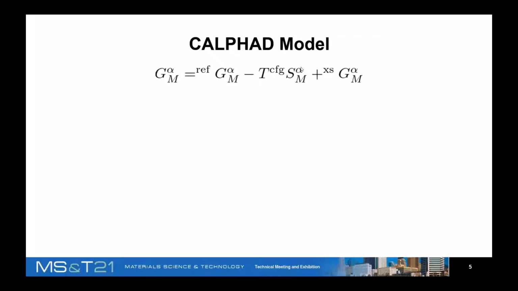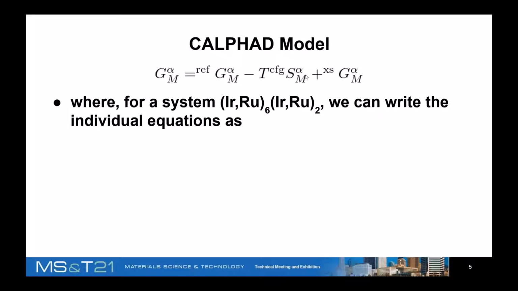We can now use this phase description to define the energy of a particular solid solution of a given phase. This model, which is known as the CALPHAD model, is a generalization of the regular solution model. It is instructive to understand it by taking a concrete example. So let's take this two sublattice system of 6 and 2 sites per sublattice respectively, where any site can be occupied by both iridium and ruthenium atoms.